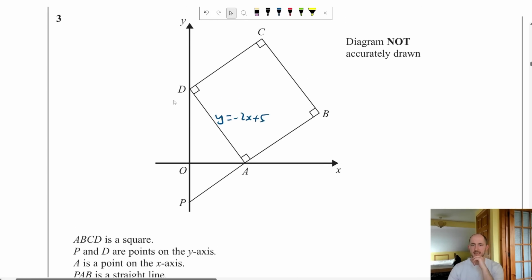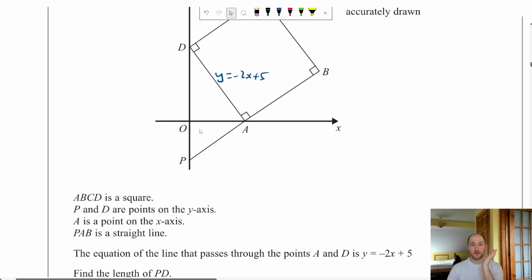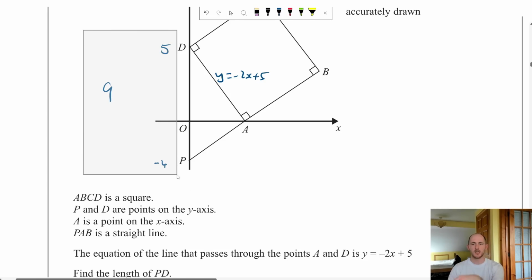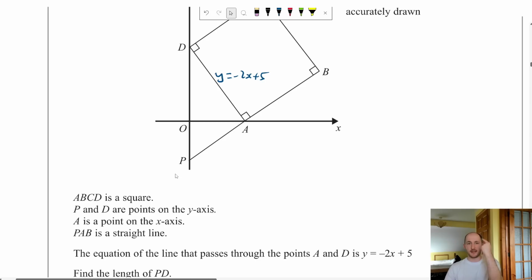Find the length PD. So PD, when I think of the length here, all it's going to be is, well, if you think about it, these are y-intercepts. So let's say P is minus 4 and D is 5. The total length is just going to be 9, right? The difference between 5 and minus 4. So all I need, what I'm thinking for the end goal of this question, is I want to know the coordinate of D, so the y-intercept D, and the y-intercept P.